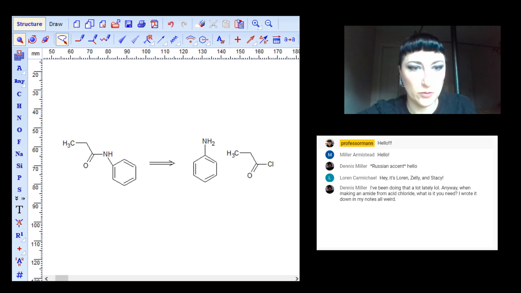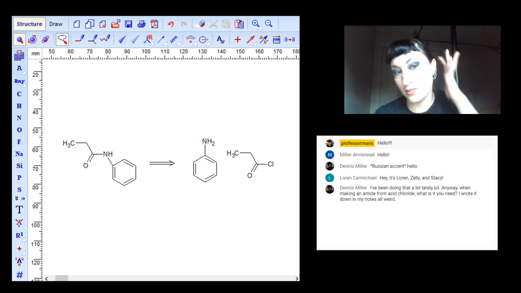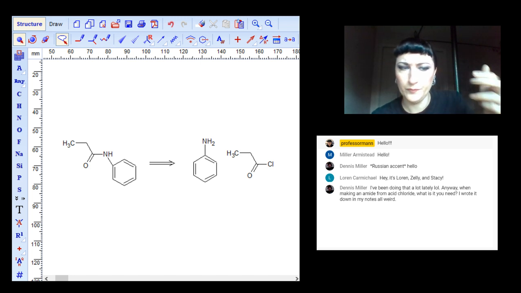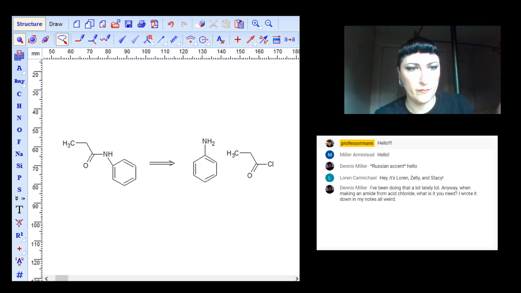And for those of you who are looking and not commenting on anything, if you haven't seen this kind of arrow, it's not a double-sided arrow, but an arrow that looks like an equal sign kind of in the middle. That's what we used for retrosynthesis, meaning synthesizing things backwards, like working backwards from your product to your starting material.